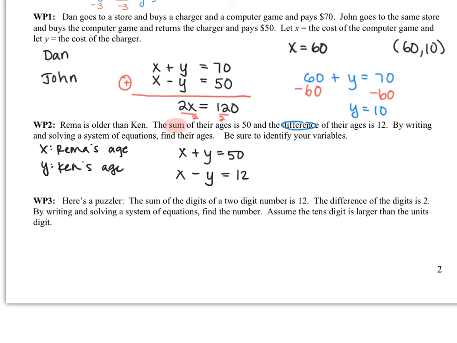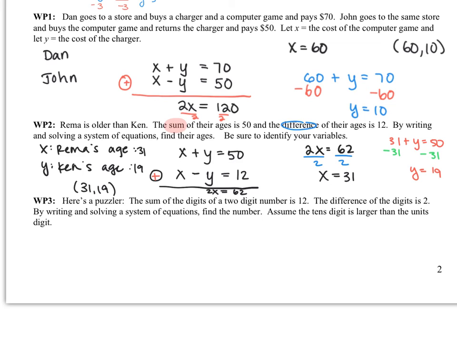I can see that my y's are opposites, positive 1 and negative 1, and so that means I'm ready to add these equations in order to eliminate a variable. So go ahead and draw your line, get ready to add, and you're going to finish solving this one on your own. Press play when you found both ages and you're ready to check your answer.